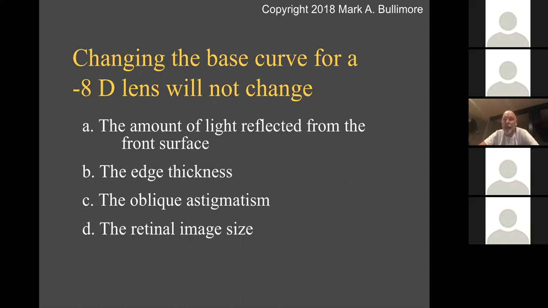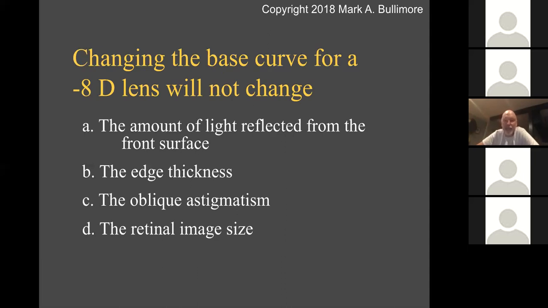All right, changing the base curve of a -8 lens will not change which of the following? This is one we covered very early on, but should be an obvious answer. Darren, you're going to get this one right for me, bro? Remember, there's three reasons. Way to go, Darren.